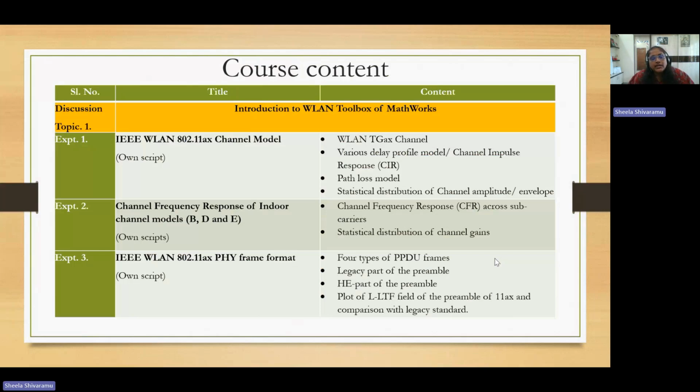Experiment 3 is on IEEE WLAN 802.11ax frame format. Here we discuss the 4 types of PPDU frames which are supported by 11ax and see how the legacy part of the preamble is different from the HE, that is high efficiency part of the packet preamble. We plot the LLTF field and know more about the structure of the LLTF. LLTF is a legacy long training field which is basically used in channel estimation. So here we try to understand the different parts of the PPDU frame and more importantly, how the LLTF field would look like.